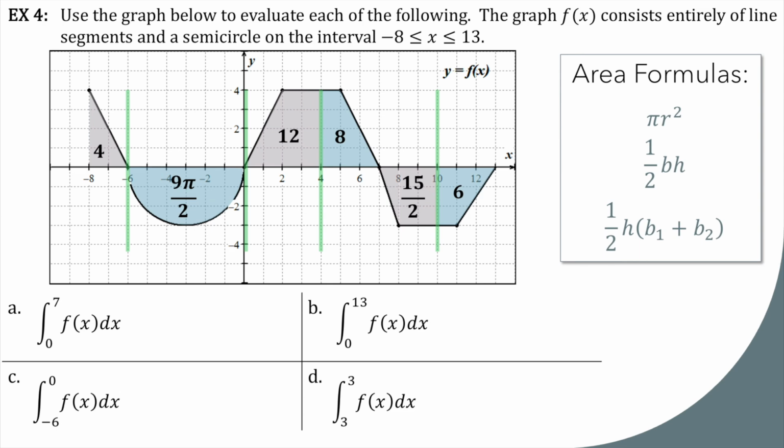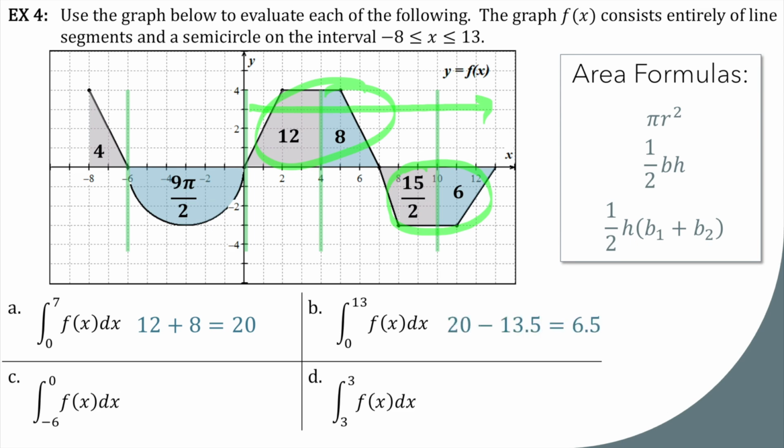Okay, so part A says find the area under the curve between 0 and 7. Between 0 and 7, 12 plus 8 is 20. B, we're going all the way to 13. 0 all the way to 13. So 12 and 8, those are added, and then 7.5 and 6 are subtracted. So 20 minus 13.5 is 6.5.